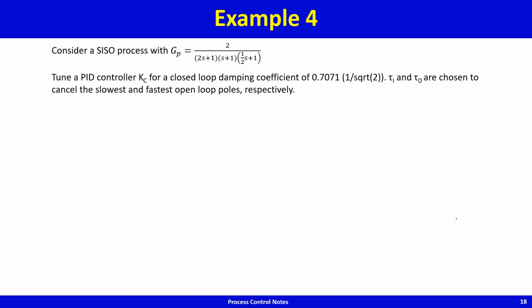We're going to design a PID controller where tau I and tau D are chosen to cancel the slowest and the fastest poles respectively. Slowest pole is this one, fastest pole is this one, and therefore we are going to set tau D equal to half and tau I equal to 2, and of course the time units are minutes.